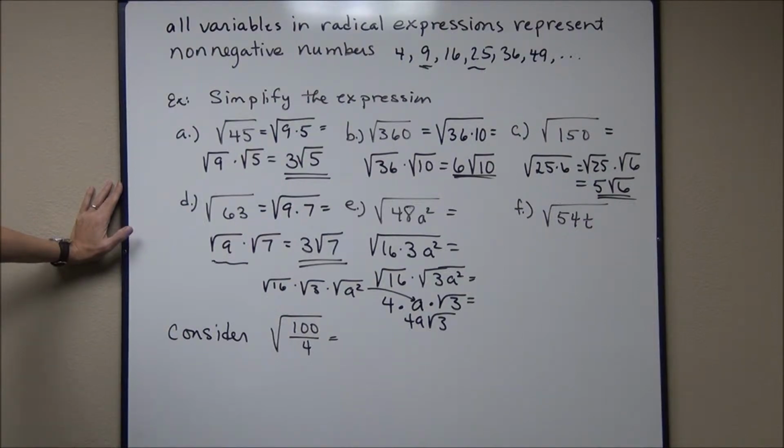Sometimes it's easier to leave the variables underneath because you might have more than one variable to higher powers, and it's probably going to be easier for you later on to simplify it that way.